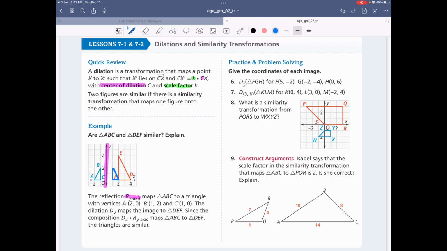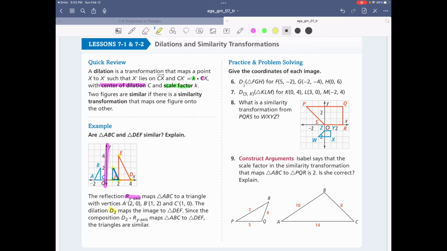We can show that because this point here is at 1 comma 0 and it goes to 2 comma 0. And this point at 2 comma 0 goes to 4 comma 0. And this point, which is at 1 comma 2, goes to 2 comma 4. So that's why it's a dilation of 2, because it's getting twice as big from the origin. And since there is a mapping with a dilation and a reflection, the triangles are similar.